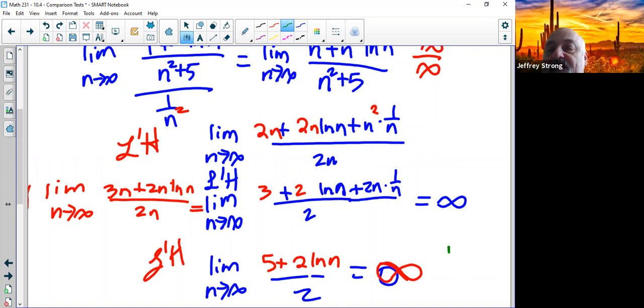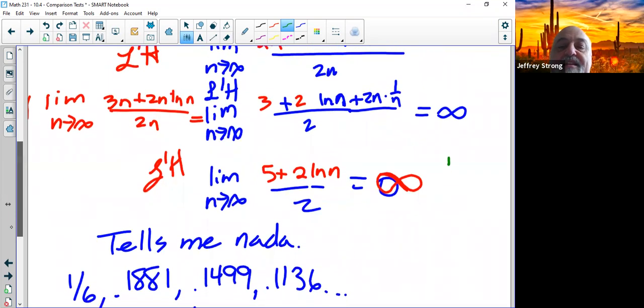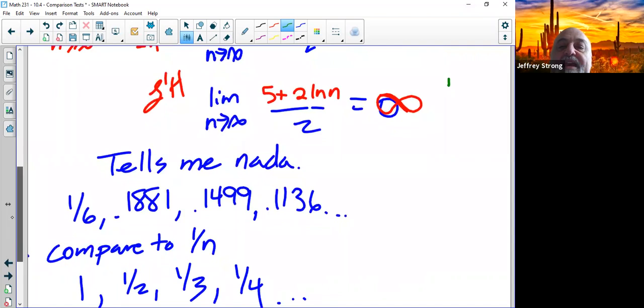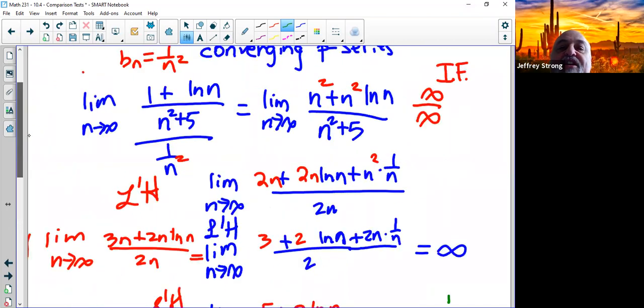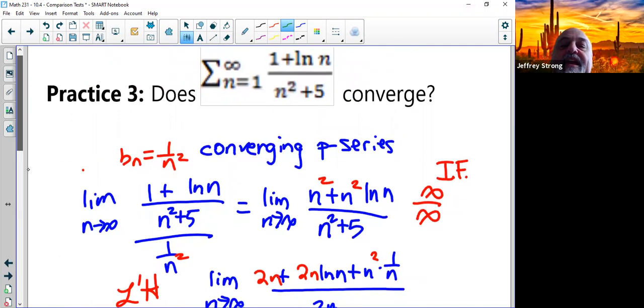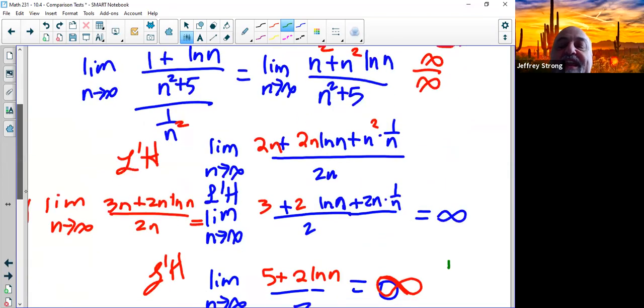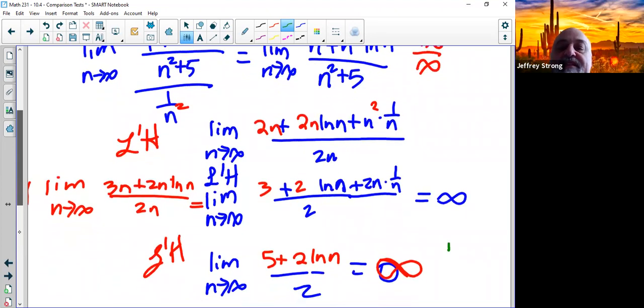So that tells me nothing. Why? Because I started with a converging series. If I get infinity from a converging series, then that's no good. That tells me nothing.